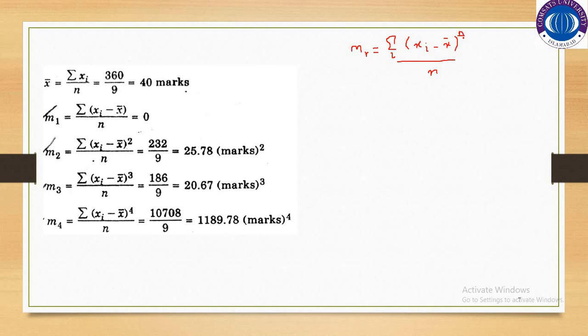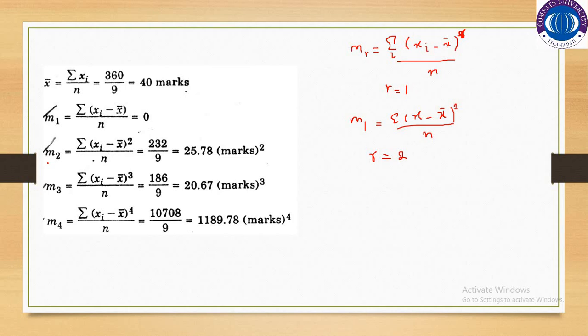It would be raised to power r, as we are saying the rth moment. To find the first sample mean moment, substitute r equal to 1. So we will get m1 equal to summation (x minus x bar) raised to power 1, over n. And by substituting r equal to 2, we will get m2.